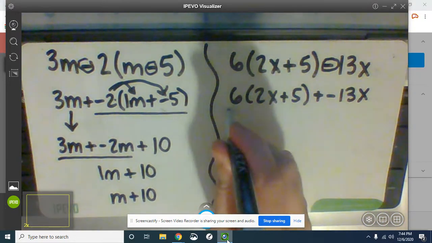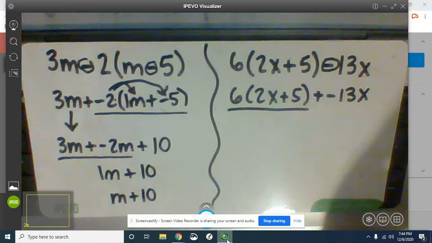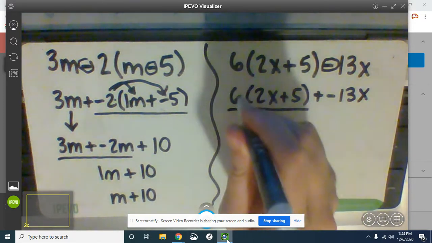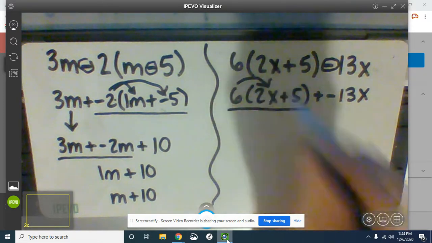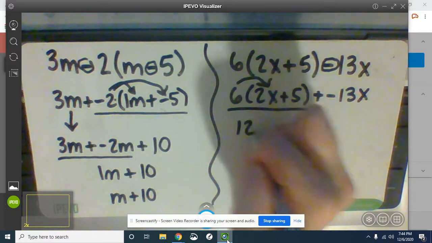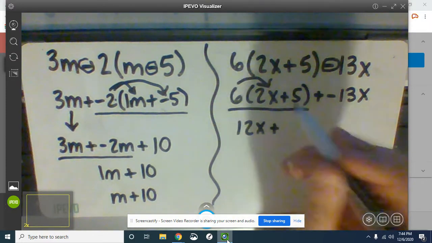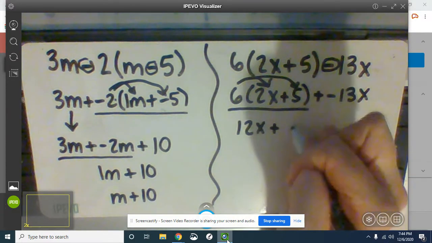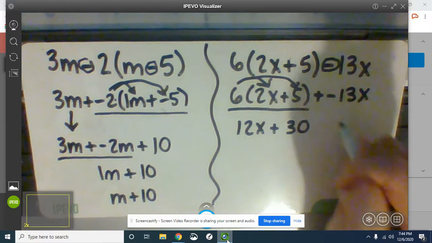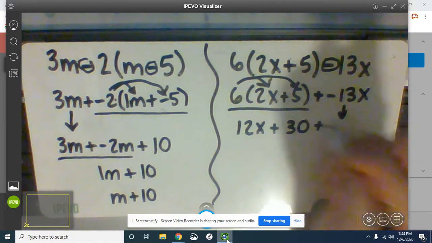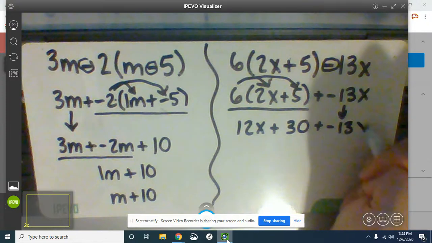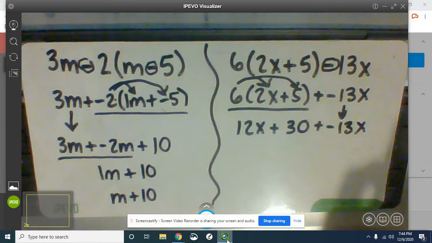All right, so the distributed property is the number touching the parentheses and the terms inside the parentheses. So we're going to distribute 6 times 2x, which is 12x, plus 6 times 5, which is 30. And then we're just going to bring this down for the next step. Since it was not inside the parentheses, we're not going to multiply it by the 6.